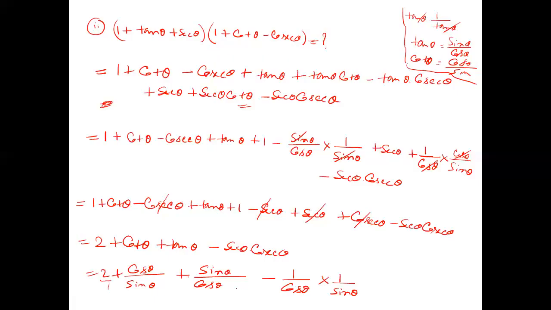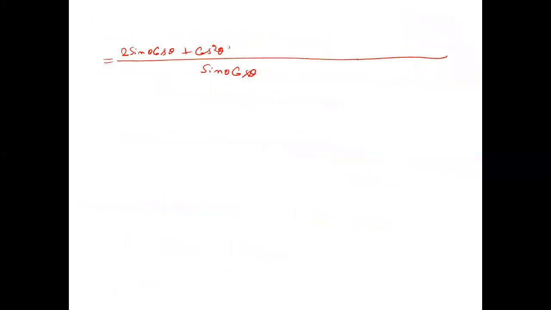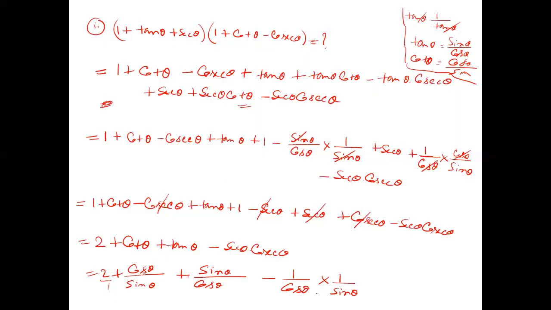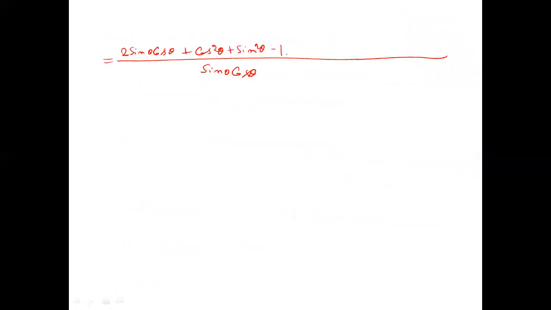Then now see here, cos theta is there. So if you simplify it, in the numerator it will be sin square theta. So plus sin square theta. Then now see here that in the denominator is itself cos theta sin theta. So if you simplify, it will be minus 1.